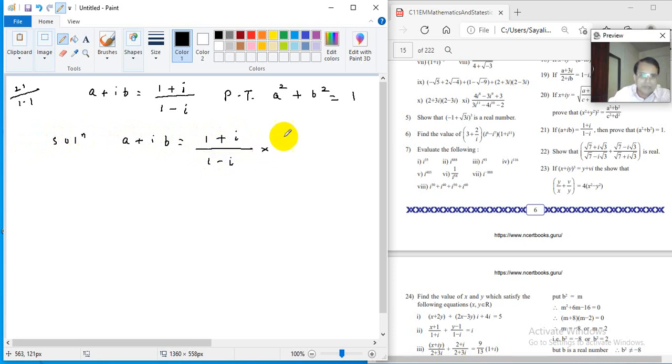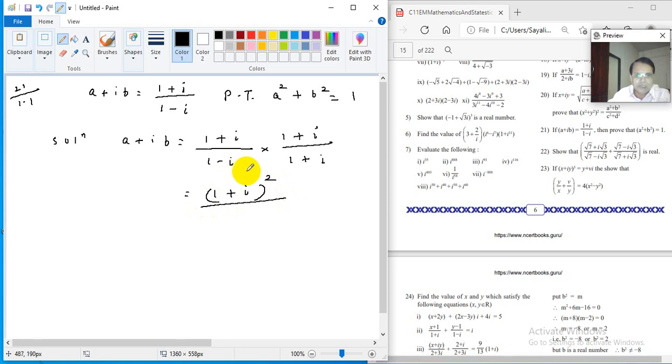So you will multiply and divide. This is a division of two complex numbers and you know how it is done. So we multiply and divide by 1 plus I. 1 plus I is the conjugate of the denominator. The denominator is the complex number 1 minus I, so we have to multiply and divide by its conjugate, 1 plus I. Now what will be the product? The numerator will be 1 plus I into 1 plus I, so 1 plus I squared.